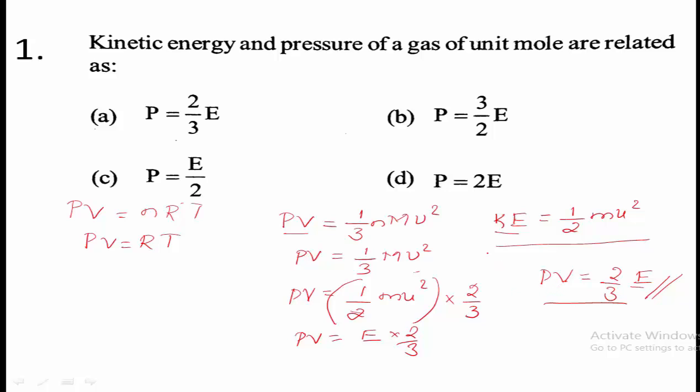So which option is right here? As you can observe, option A is P is equal to 2 divided by 3 into E. And here see volume. When unit mole is taken, let us consider V is also equal to 1. For a unit mole of gas, it has unit volume. Then it will get reduced to P is equal to 2 divided by 3 into E when volume is 1. Therefore, option A is the right answer.